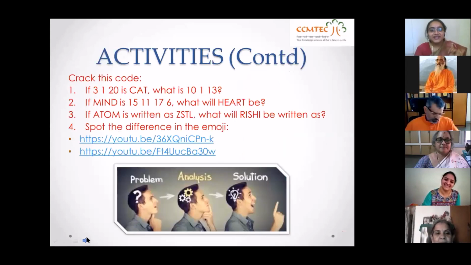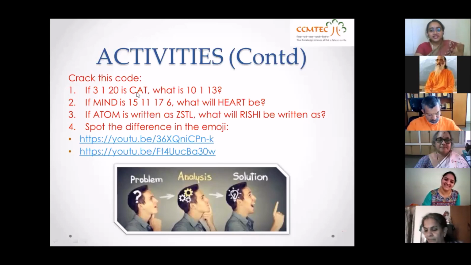This is the one. So if 3, 1, and 20 is cat, what is 10, 1, 13? Quick, quick in the chat box. If 3, 1, 20 is cat, what is 10, 1, 13? Jam! Anjana ma'am, brilliant. Okay, yes.